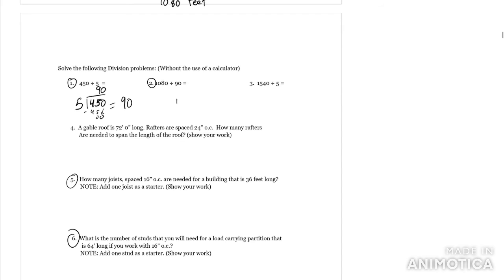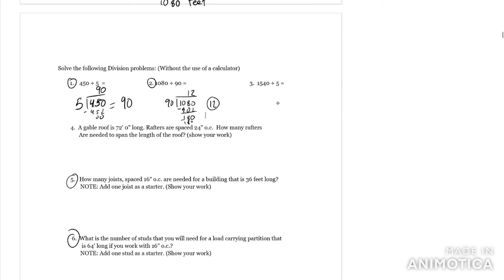So then next up, 1,080 divided by 90. I have to go all the way to 108. I get 1, subtract 90 from it. So then I get 18. And then bring down the 0, I get 180. So I can fit it in 2 times. I get 180. Subtract gives me 0, no remainder again, 12.